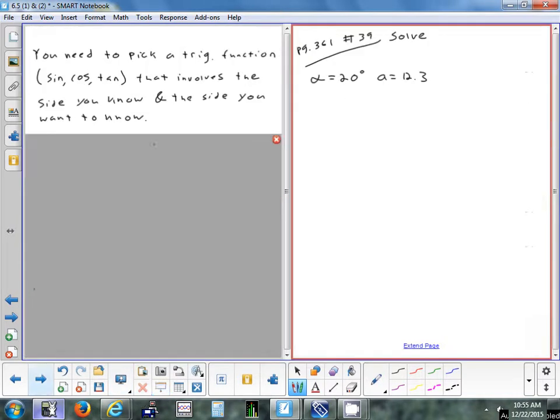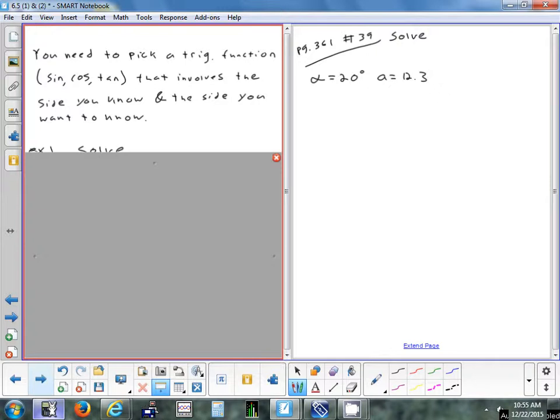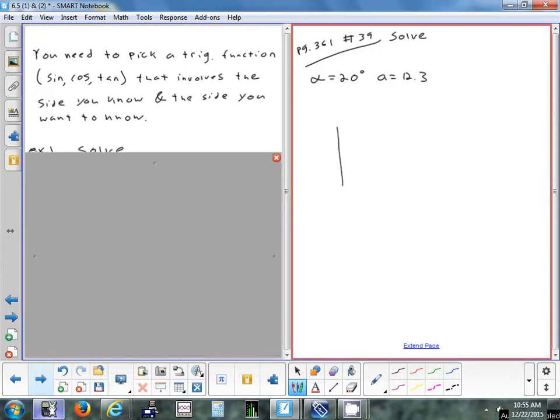Let's look at an example. They're giving me alpha is 20 and A is 12.3. What do you think the first thing I'm going to do with this information is, before I even really start to use calculators and that kind of stuff? Draw a picture. Yeah, we're just going to make a picture. Again, none of our pictures are going to be to scale. The only thing you have to make sure of when you draw it is that A is across from alpha.